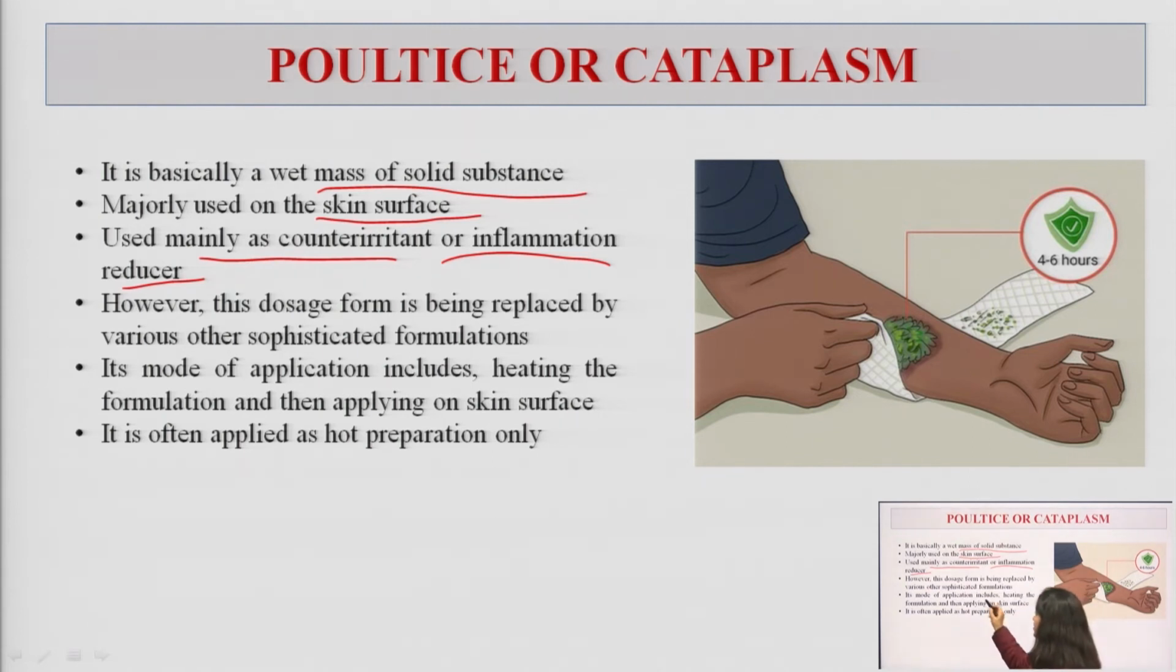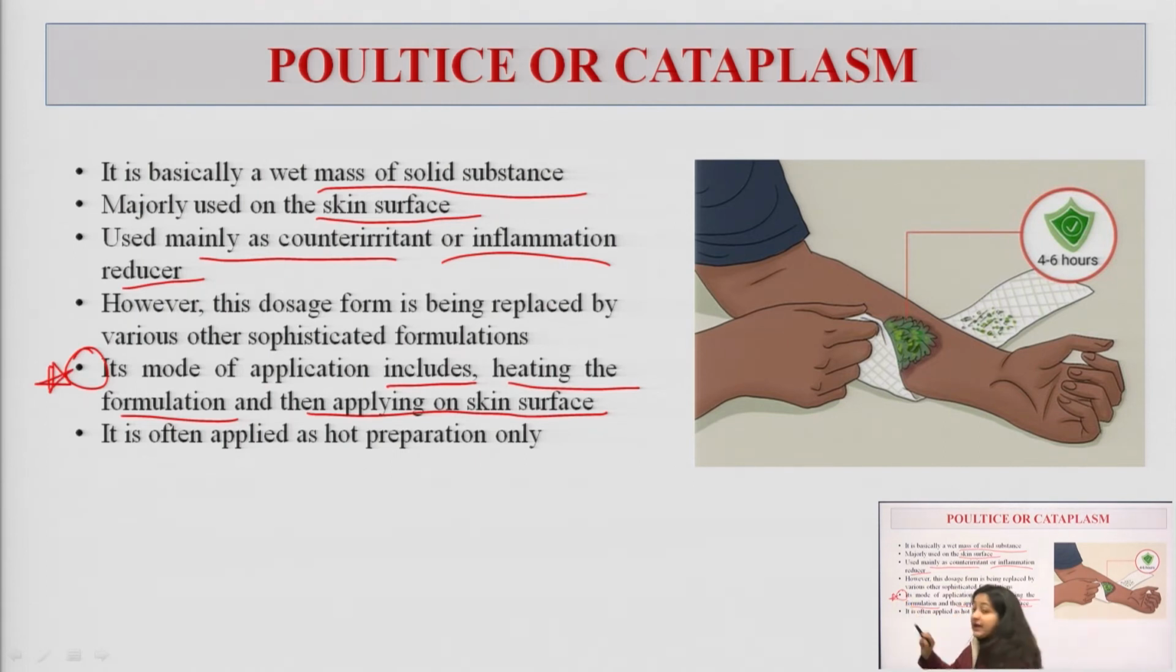Then, the mode of application includes heating the formulation and then applying it onto the skin surface. So, this is an important point that makes cataplasm different from other dosage forms. When we want to apply cataplasm or poultices on any surface, the very first thing that we are supposed to do is heat that wet mass, and then apply it onto a particular surface.